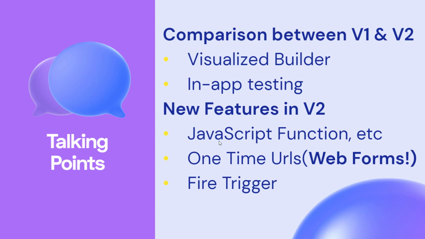And the second part, I'm going to show you some new features added in version 2, including external requests, JavaScript function, file trigger, and etc. Most essentially, we have a new feature called one-time URLs.